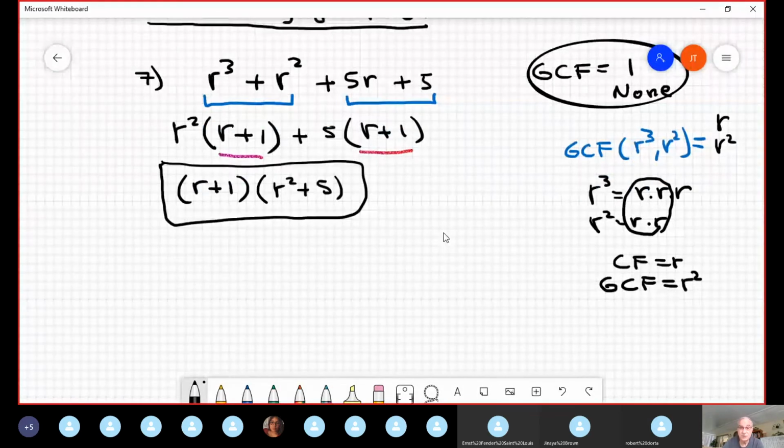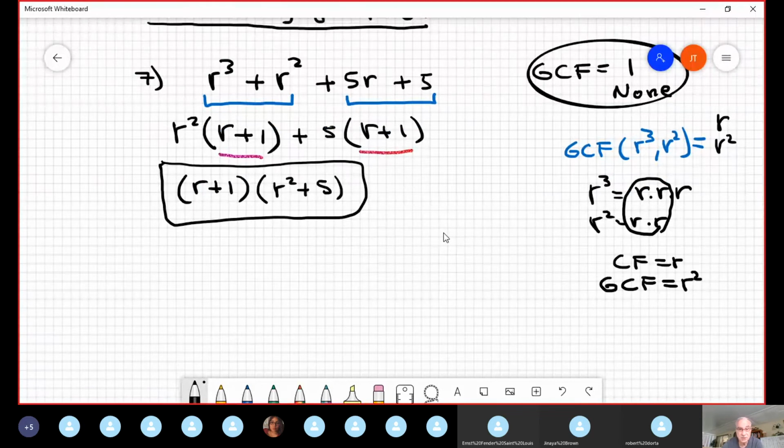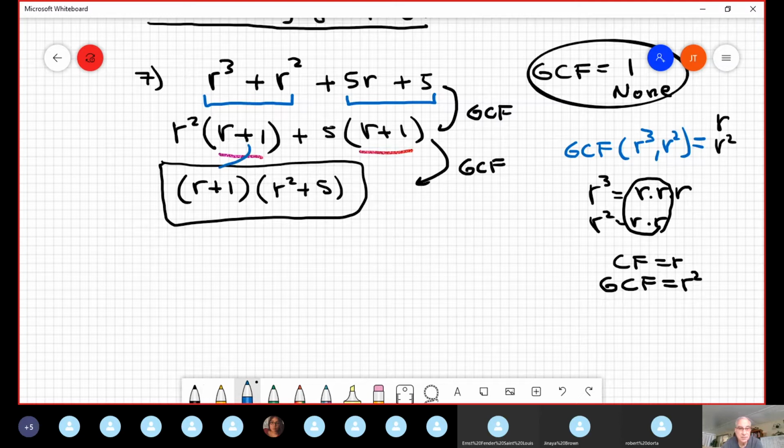One more time, you factor twice. Now you find the GCF here, and you find another GCF here. And the GCF in the second step is r plus 1. You factor out r plus 1, only one factor. This guy and this guy go outside as only one factor. Open a new parenthesis, and you put the remaining part, r squared and 5. Okay?